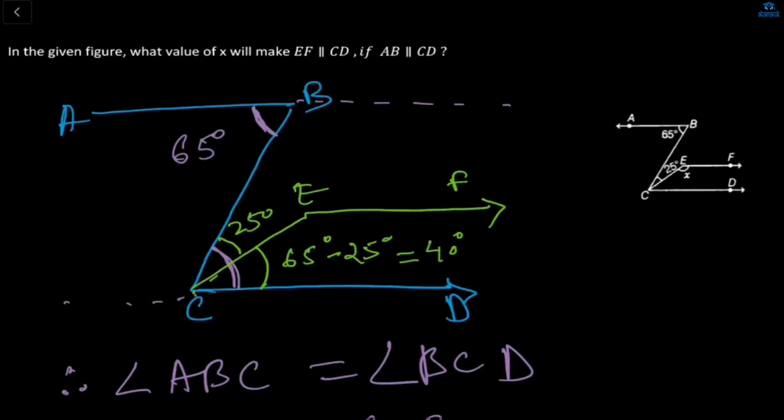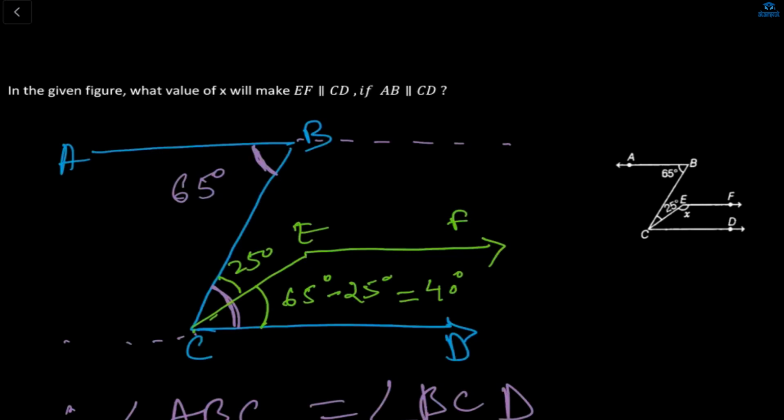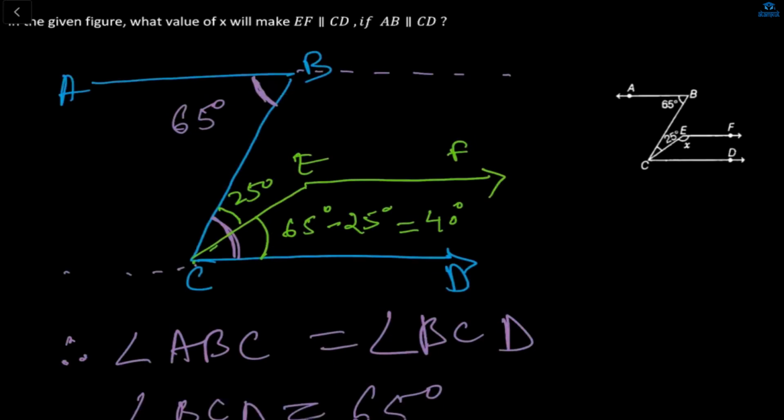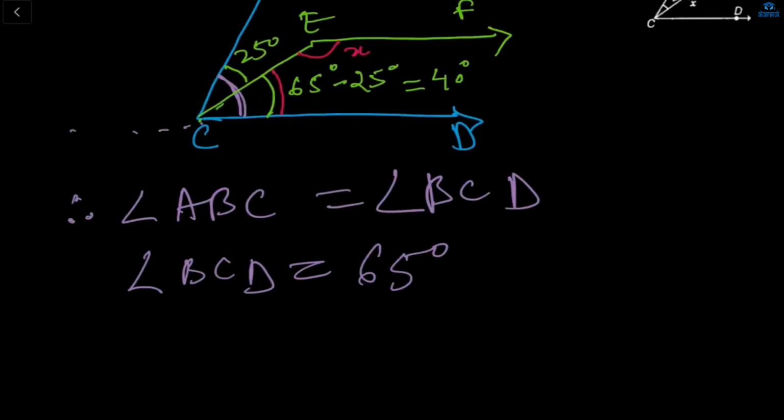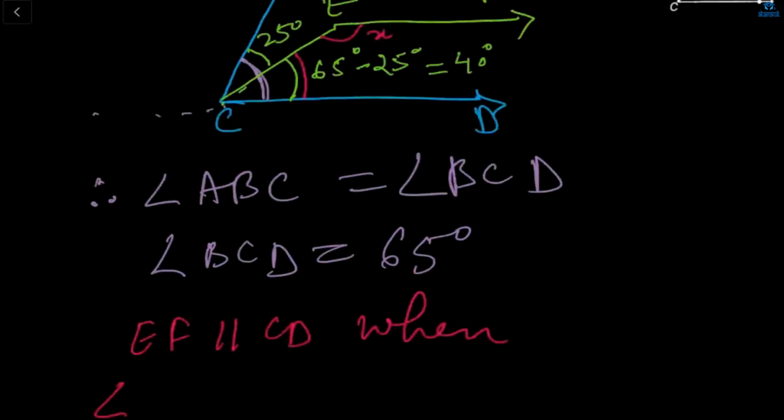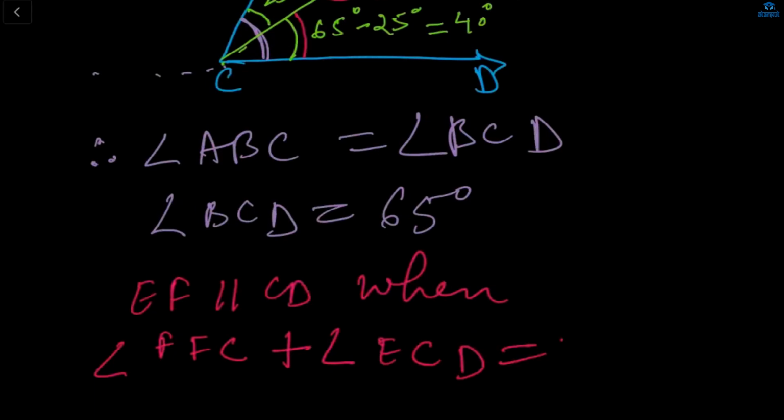Now what it is asking: what value of x will make EF parallel to CD? If you want EF to be parallel to CD, then what you have to do? See, I'm marking the angle. This is written as x. If EF is parallel to CD, then angle FEC plus angle ECD will be equal to 180 degree.